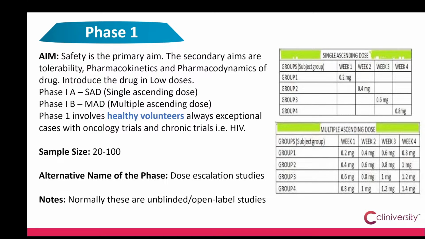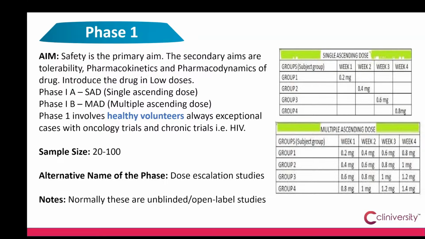So if you see in the right side table, in week 1 there are 4 different groups and each group is getting one set of dosage: 0.2 mg for group 1, 0.4 for group 2, 0.6. So in the same week, week 1, we are giving a standard dosage to these 4 groups of people. And we are gradually increasing the drug dosage for all the groups in week 2.